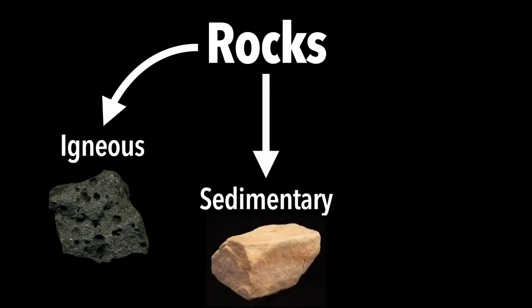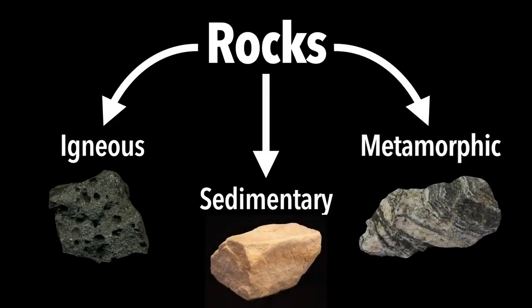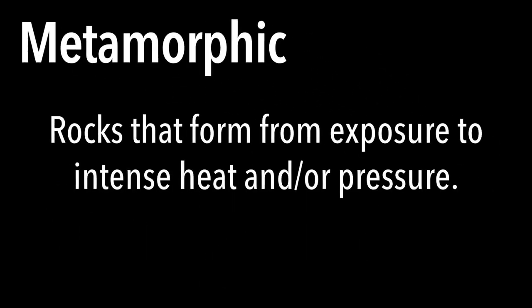So, back to our rocks, we have our igneous, sedimentary, and one more group to look at, metamorphic rocks. So metamorphic rocks are formed from exposure to intense heat and/or pressure. You can take any kind of existing rock, and if it gets forced down by the motion of tectonic plates into the Earth's crust, intense heat and pressure down there will cause it to change or morph into something new.